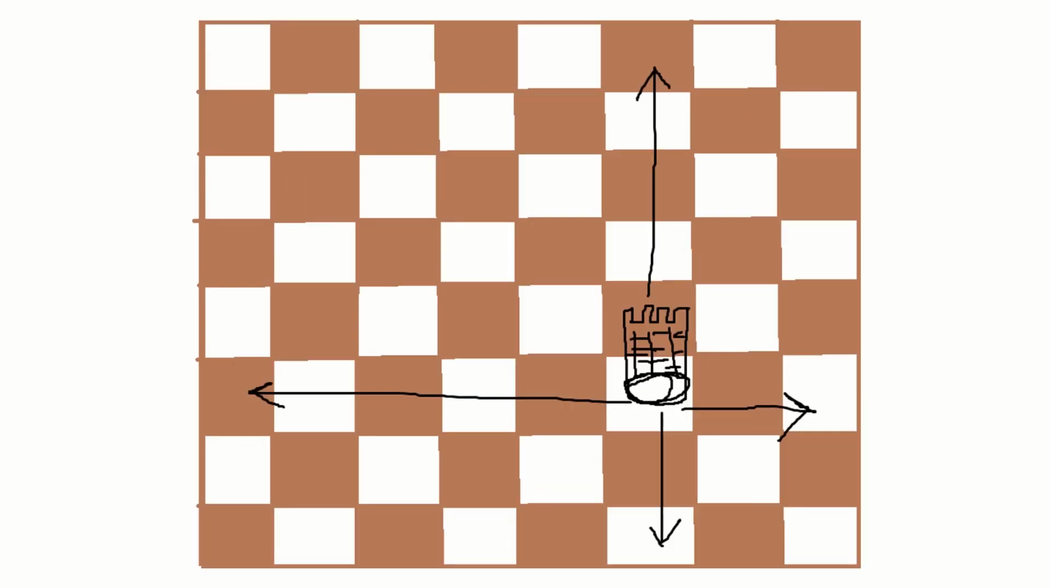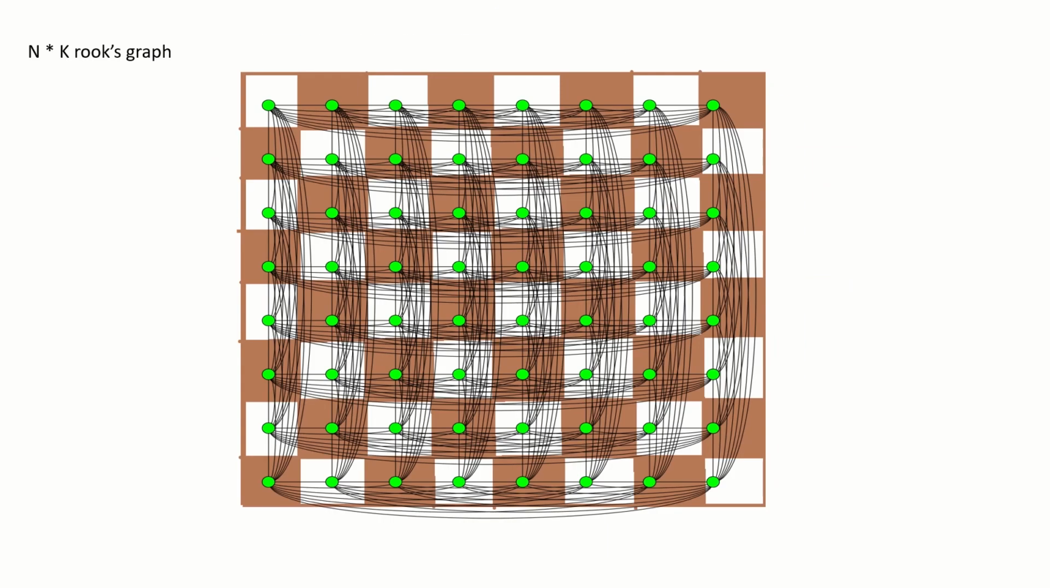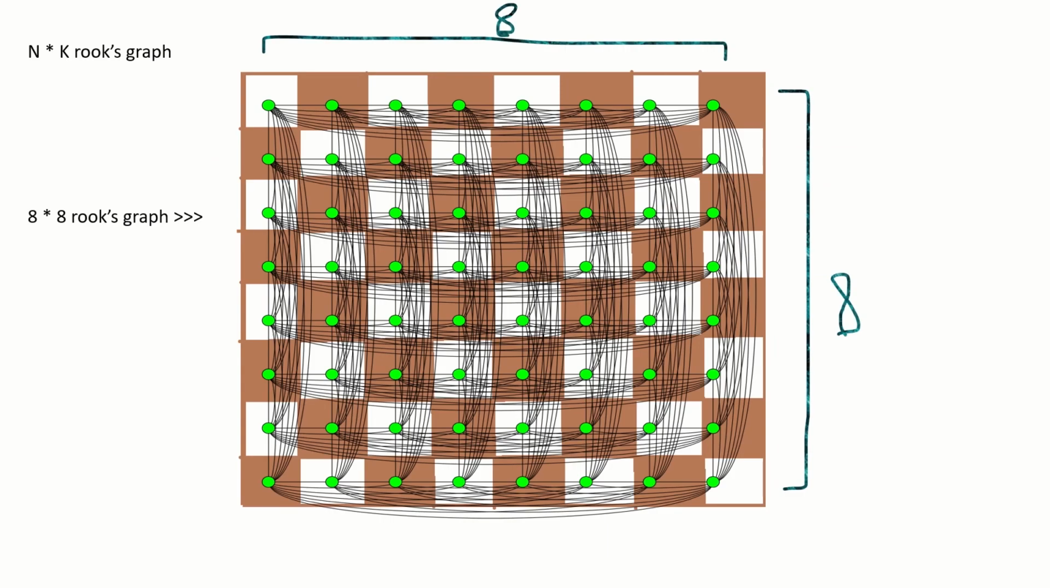For those that don't know, a rook can move anywhere along its column or row on the chessboard. Our 8x8 Rook's graph corresponds to the 8x8 chessboard and every possible legal move on that board.